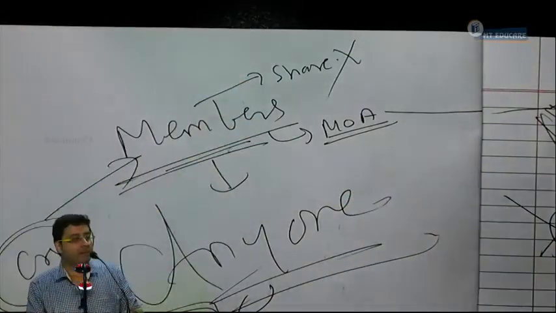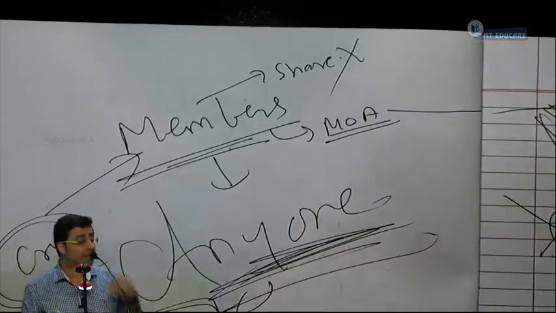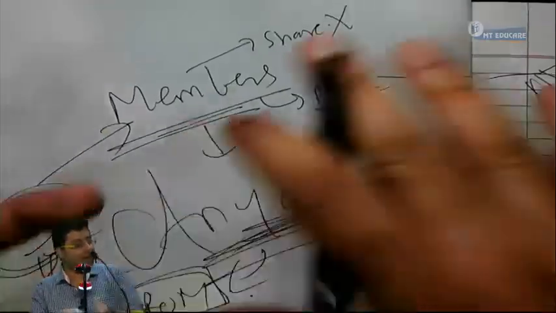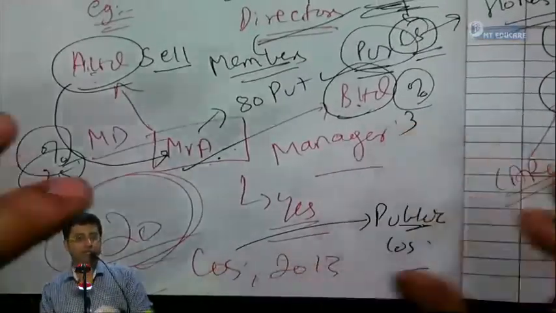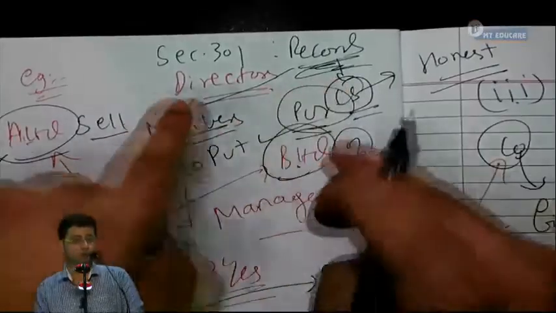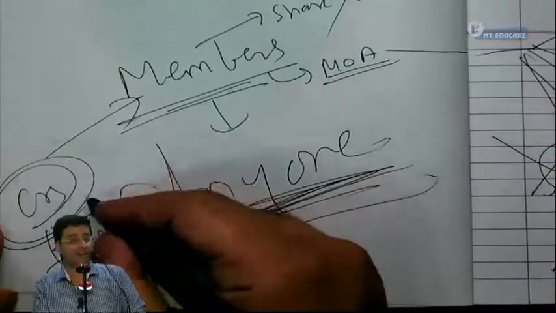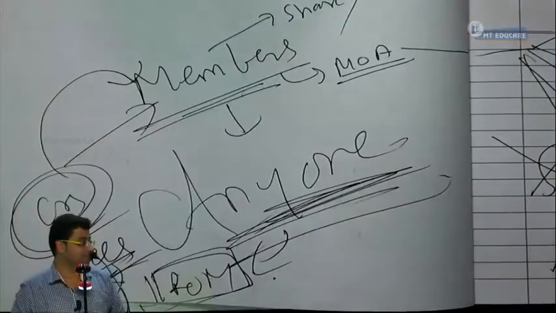And sir, who can become members of the company? Anyone can become a member. Why did I take you to this point? Because this person, whose name is written by the company secretary in this record, even a creditor can come and check the register of members.